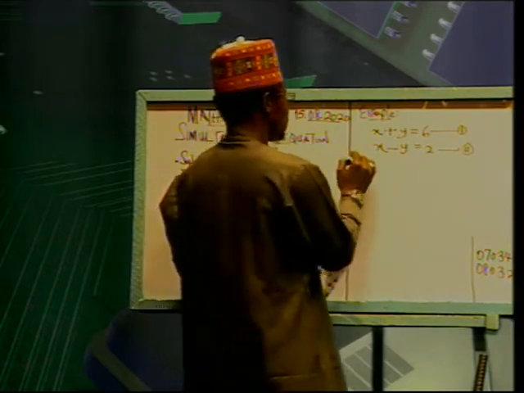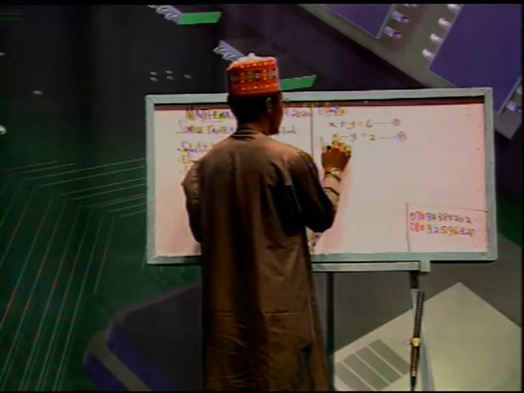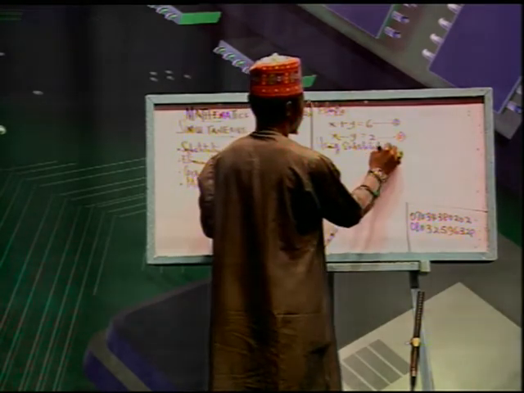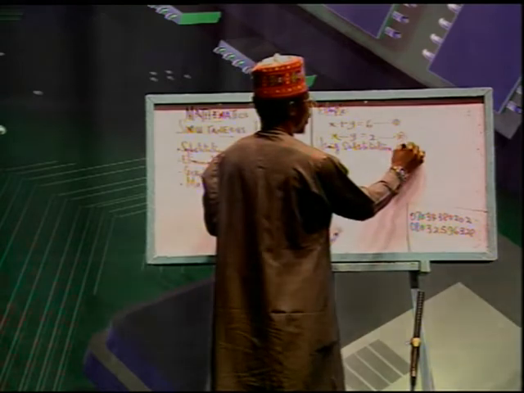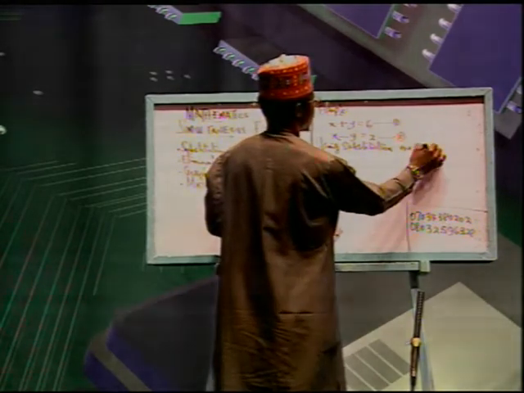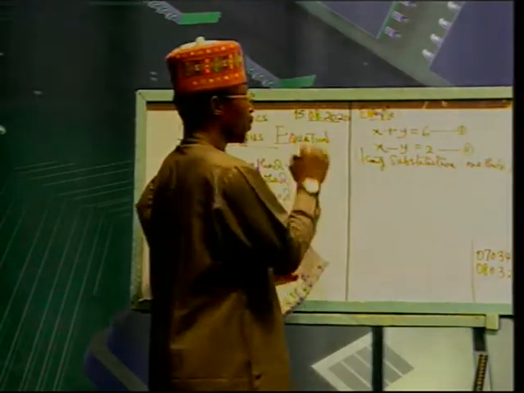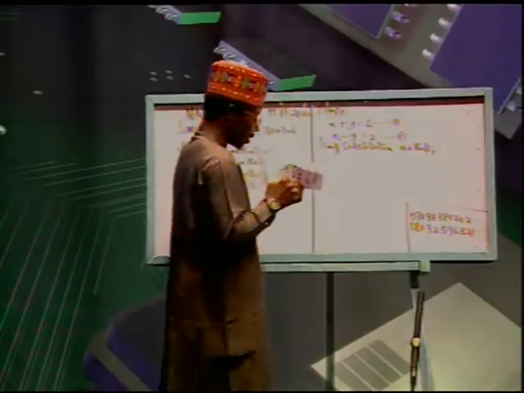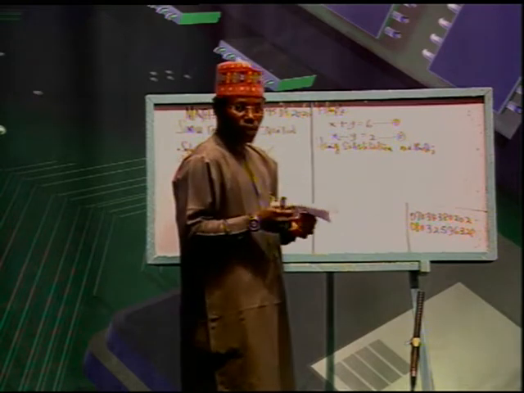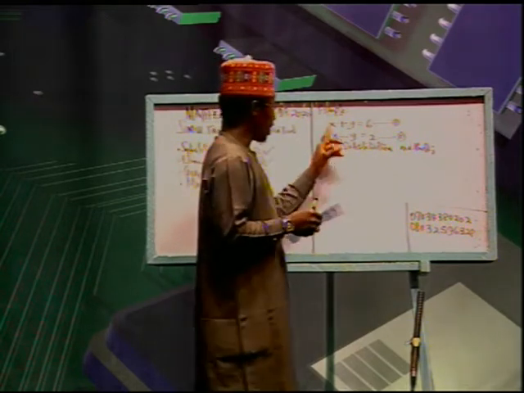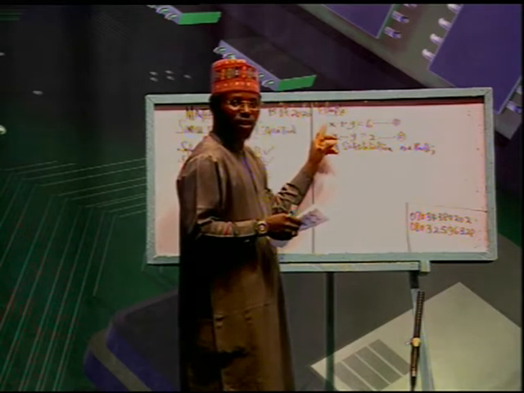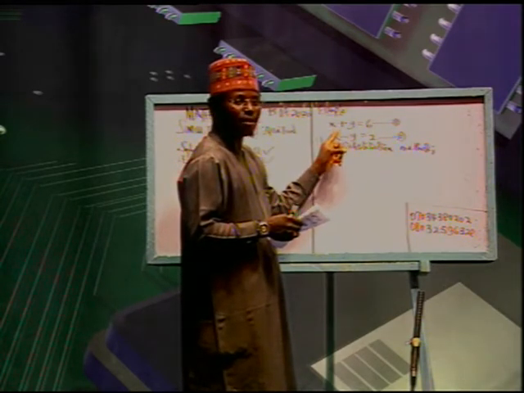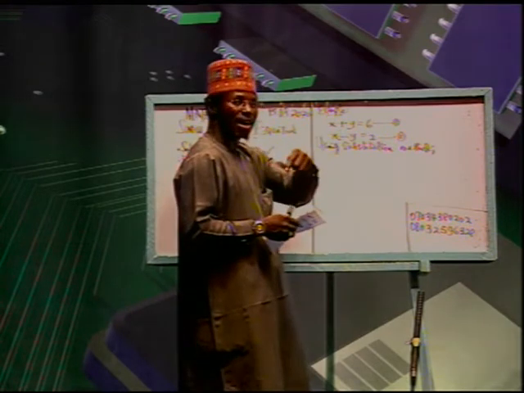Now, using the substitution method, what do we do? We choose one of the two equations. It could be equation 1, it could be equation 2. But at this level, whichever equation you choose, you make a variable the subject, and that variable will be substituted in the other equation.